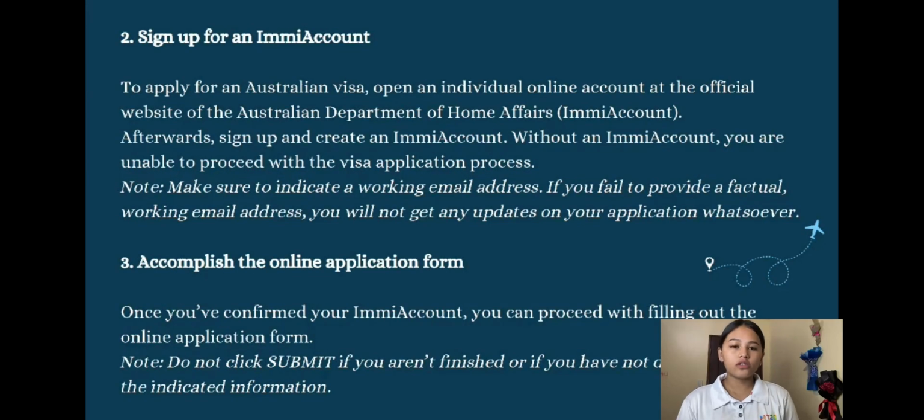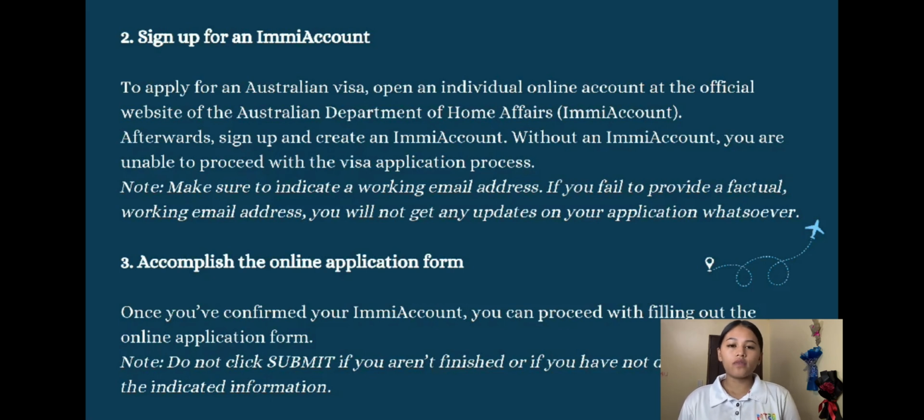To apply for an Australian visa, individuals are required to create an online account known as an ImmiAccount on the official website of the Australian Department of Home Affairs. This account serves as the primary portal for submitting applications, managing visa-related information, and receiving updates on the application status. The second step of an online application is the ImmiAccount registration process, where you sign up for an ImmiAccount.